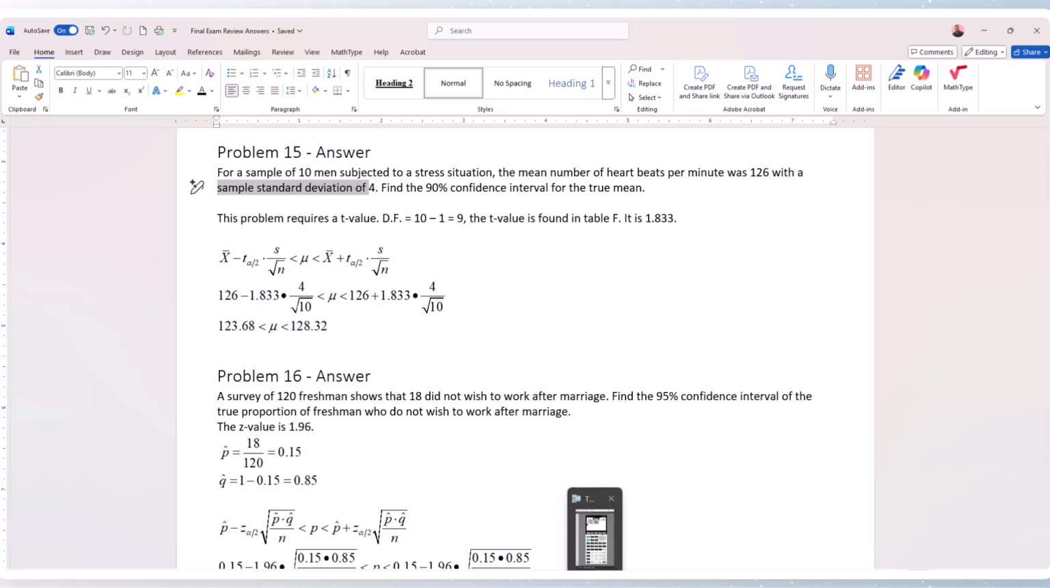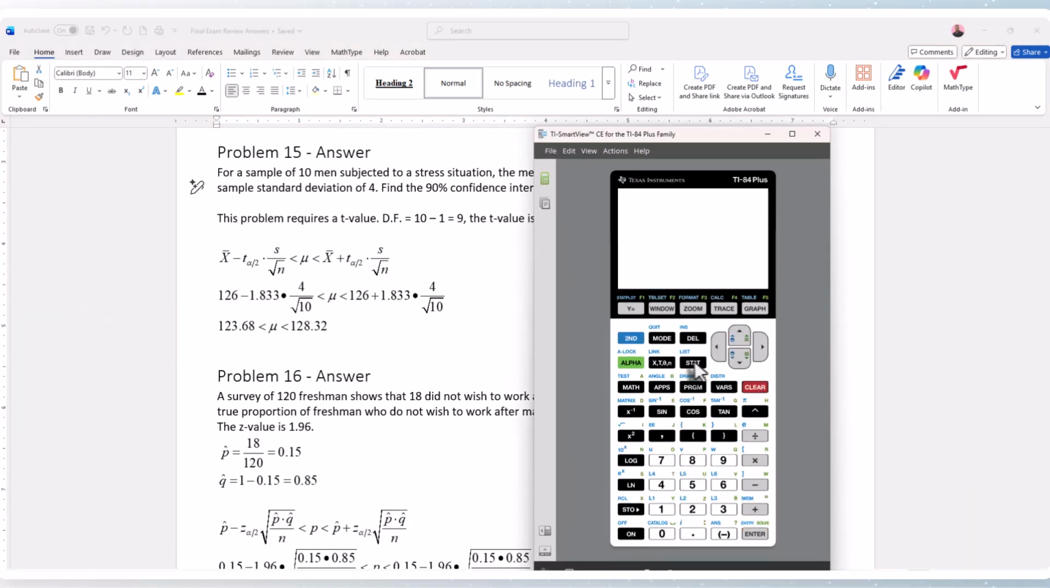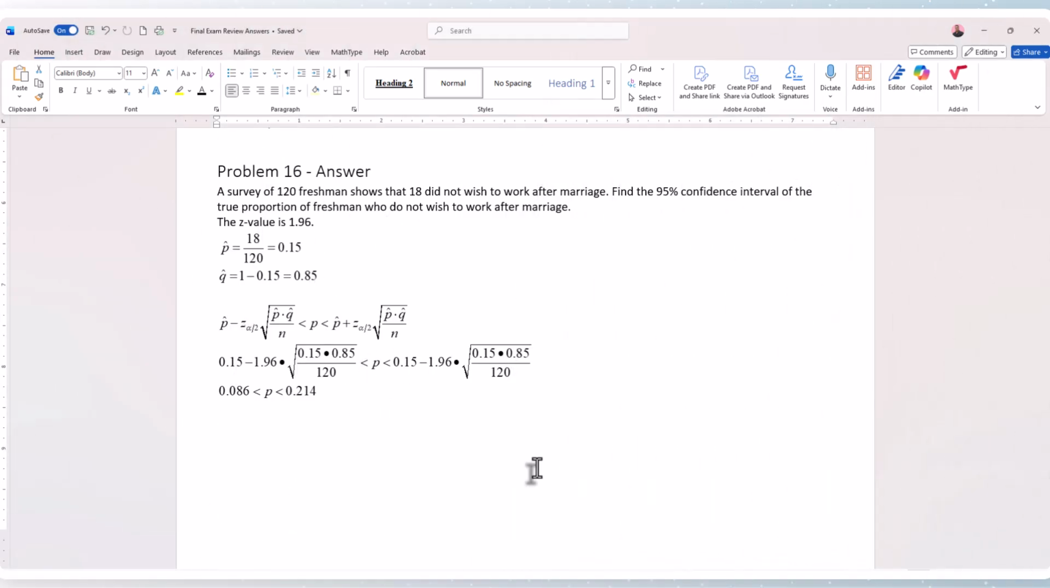Let's verify with the calculator. We press STAT, go to TEST. We're going to go down to number 8, TInterval. X bar is 126, S is 4, N is 10, confidence level is 0.9, calculate. We get 123.68, 128.32. Let's take a look at number 16.